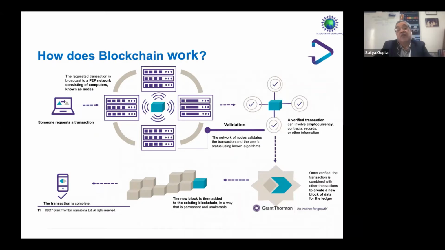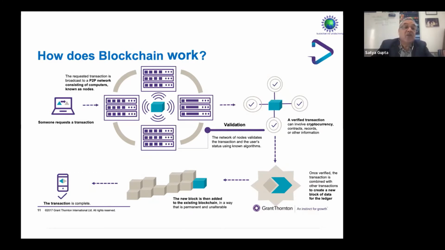So how does blockchain work? Just in a very, very permissive concept. As you have seen, it is all about digital transactions, which are recorded in blocks and then interlinked with the different blocks, making it a chain. And in a P2P form, the requested transaction is broadcast to a P2P network consisting of computers known as nodes, your normal internet, you can say. But it is P2P, there is no central controller.